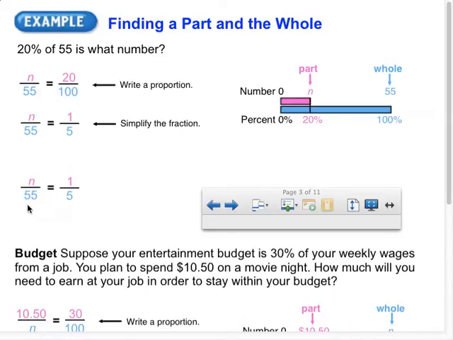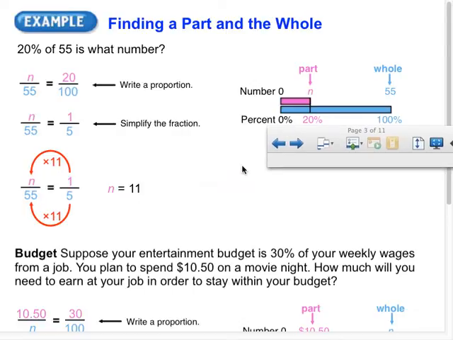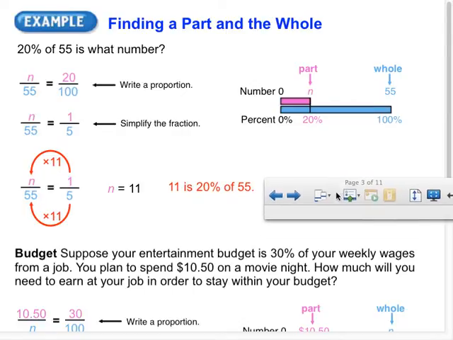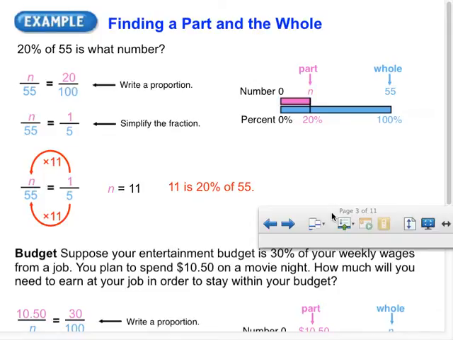Somebody I haven't heard from yet. Samantha, go ahead. 5 times 11. Yep. So if I multiply the bottom, 5 times 11, I get 55. What's 1 times 11? 11. So guess what n is going to be? 11. So 11 is 20% of 55. So sometimes you can use shortcuts. Sometimes it's better to use the cross product property. This is a shortcut we talked about earlier when we had equivalent ratios and how to write equivalent ratios or equivalent fractions.